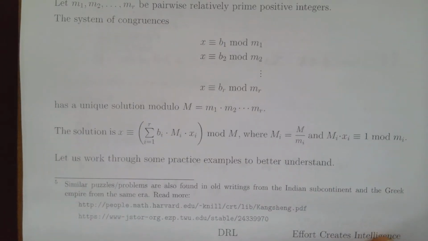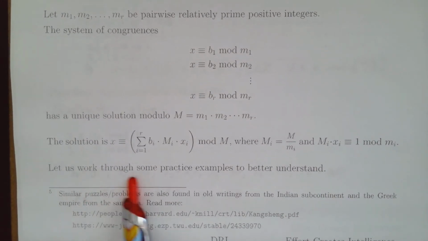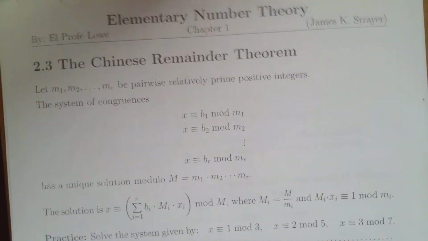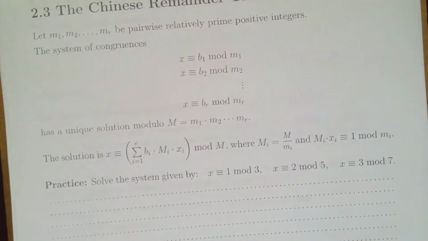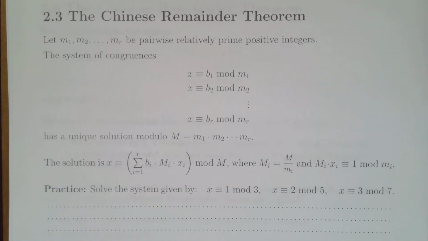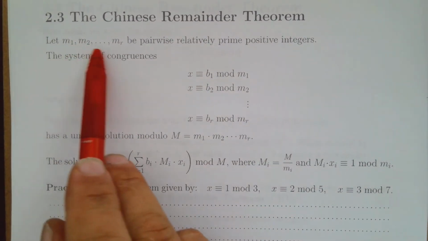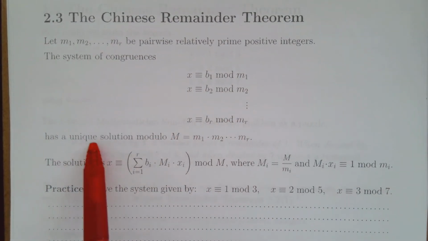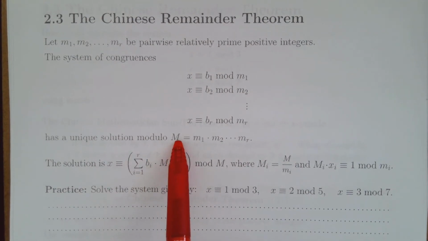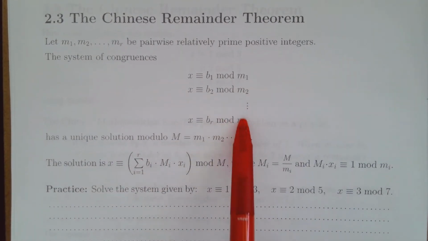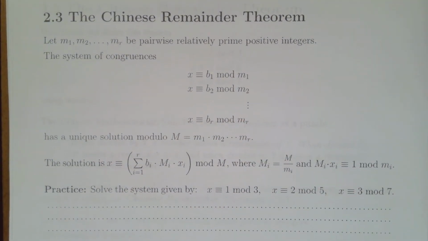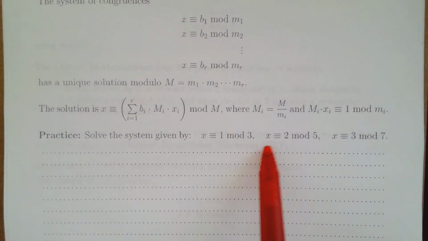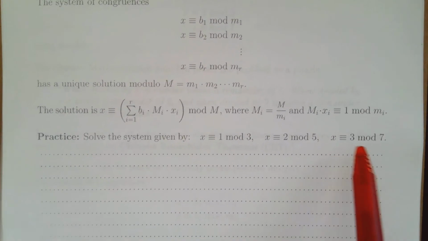Now, this is actually going to be much easier to understand if we work through some practical examples, so let's go ahead and do that now. Once again, if we have these pairwise relatively prime positive integers, then this system of congruences has a unique solution modulo the product of these moduli. The one that we had to begin with says x is equivalent to 1 mod 3, x is equivalent to 2 mod 5, and x is equivalent to 3 mod 7.